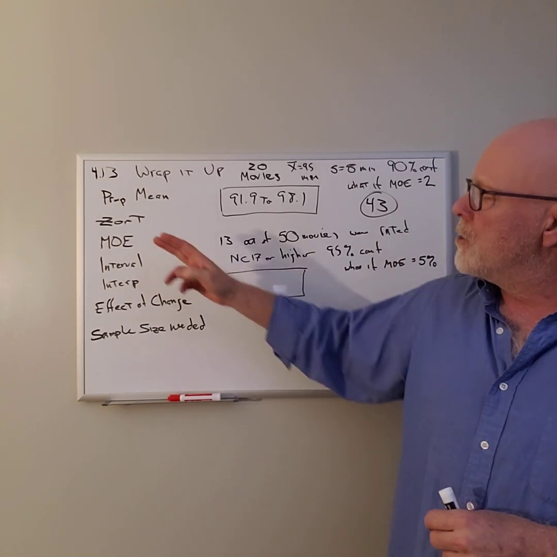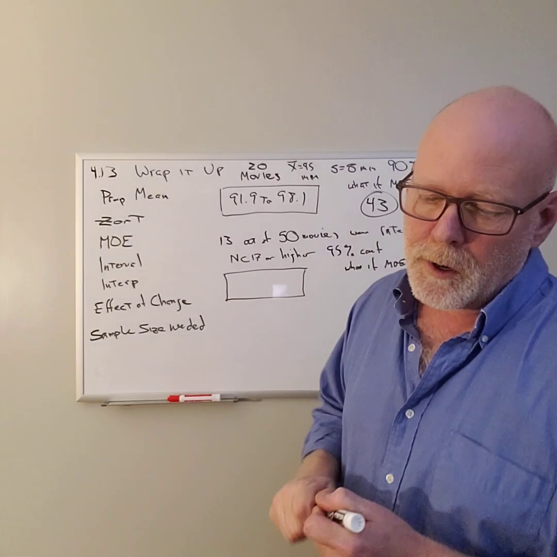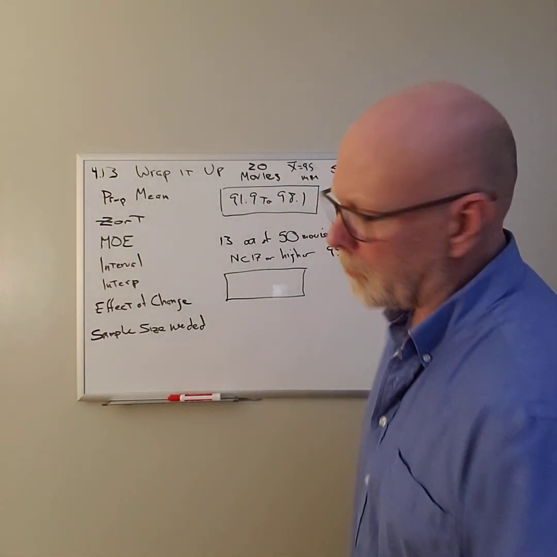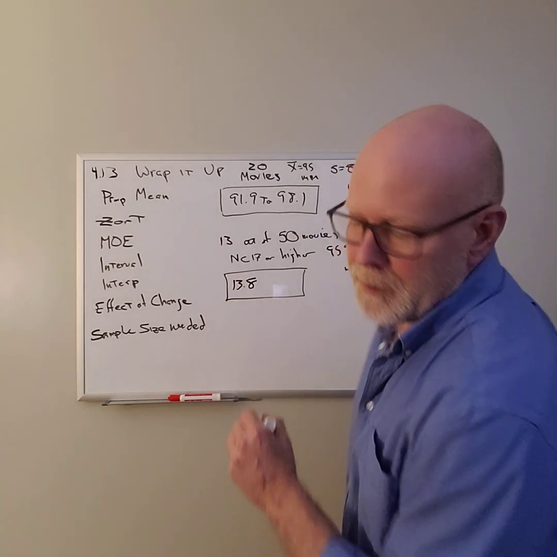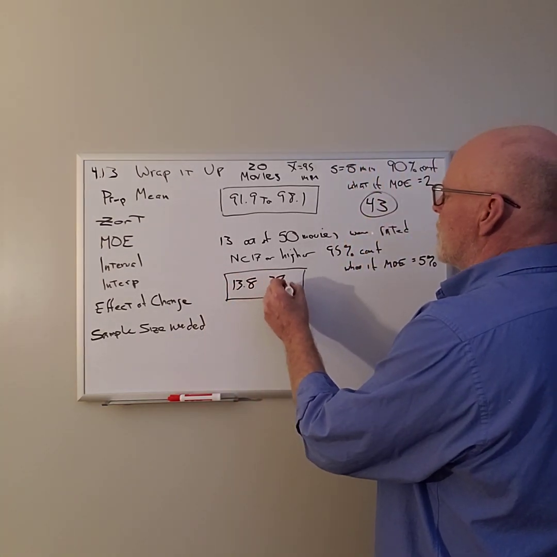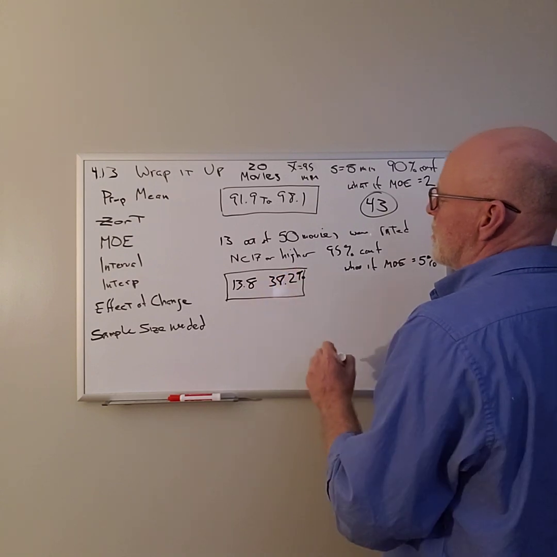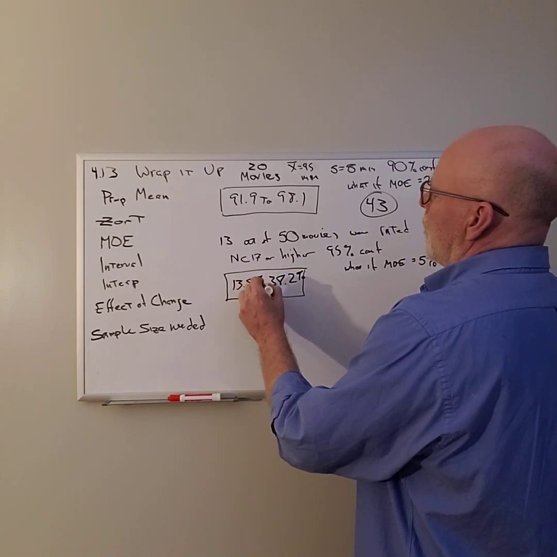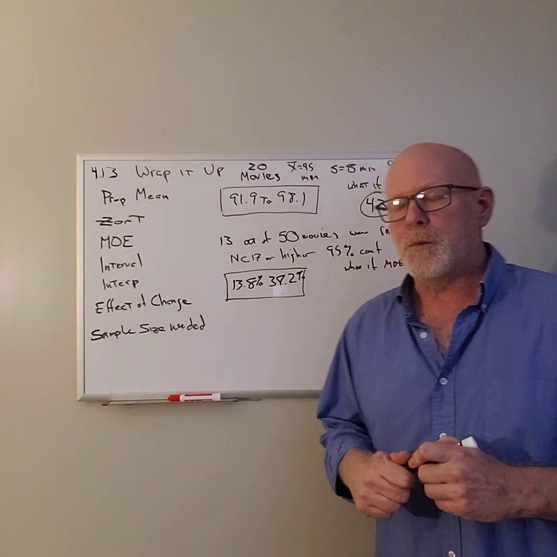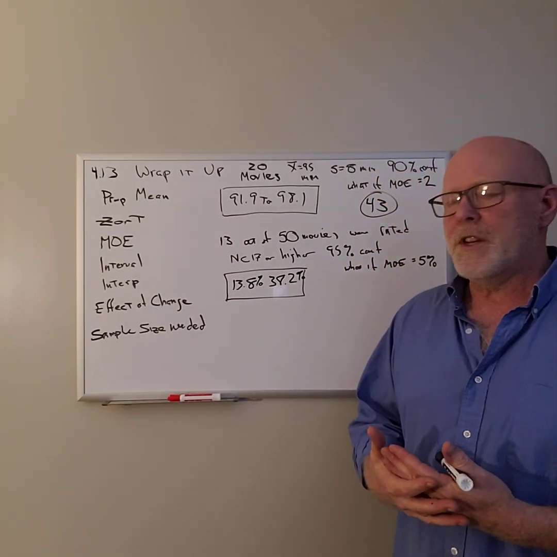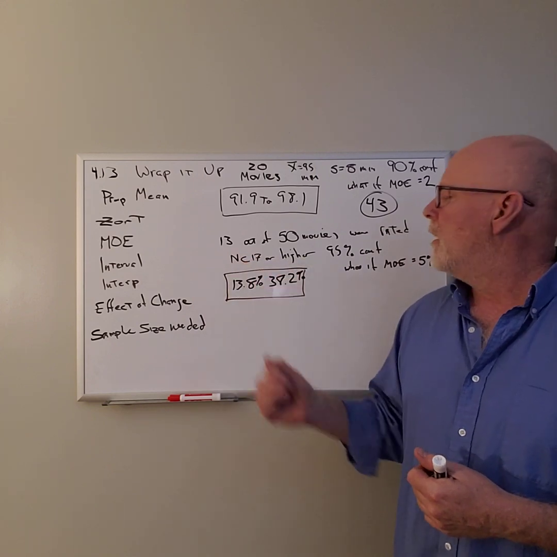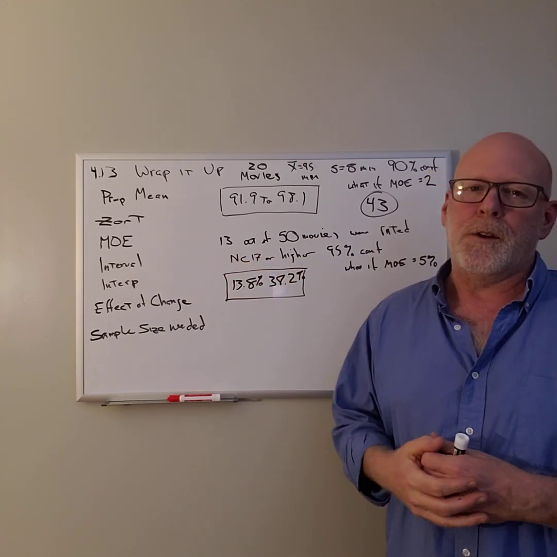Margin of error you know how to do. The interval you know how to do. I'll write it down here for you in a sec. Somewhere between 13.8 to 38.2%. Okay, so we are 95% confident that the actual percentage of movies that have ratings NC-17 or higher is between 13.8 and 38.2%.